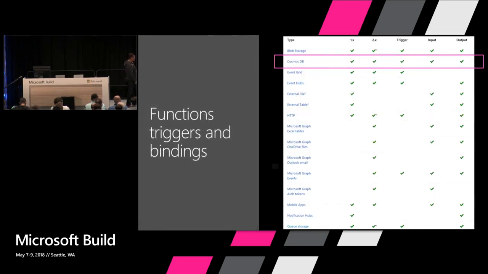In this slide, I'm showing what is available today. One thing you will notice, there's 1x and 2x. There are two versions of functions. 1x is already in public. It's GA. And 2x is public preview, and it will be released soon.